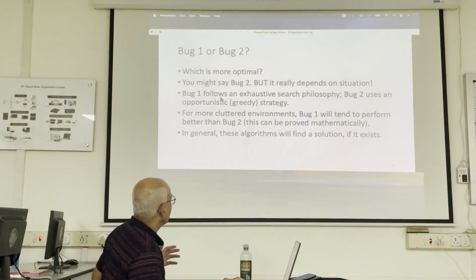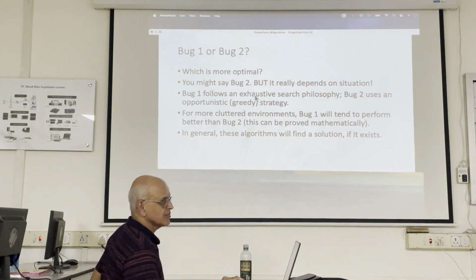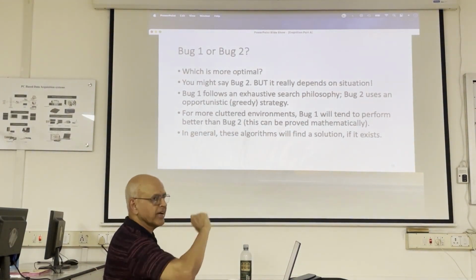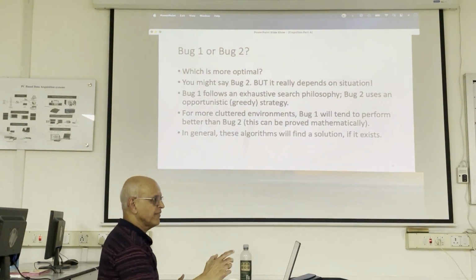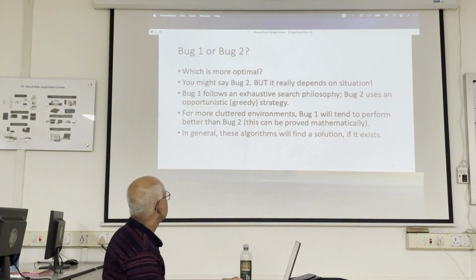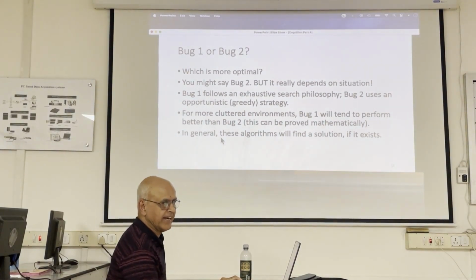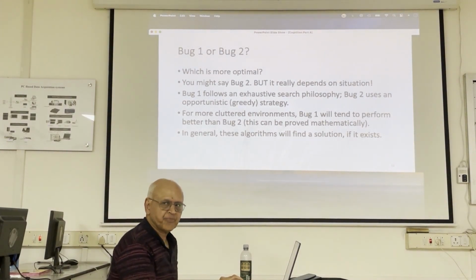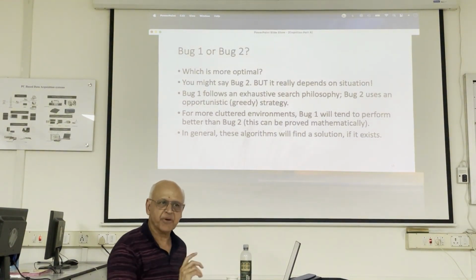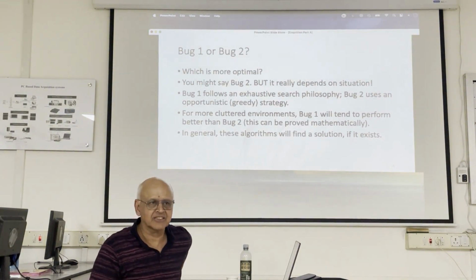Bug 1 follows what computer scientists call an exhaustive search philosophy. It's going to try going around the island, thinking that it might find a shorter leave point. Bug 2 uses an opportunistic, these are all computer science words, also known as greedy strategy. And they can prove it, computer scientists, that for more cluttered environments, bug 1 will tend to perform better than bug 2. And also that if there's a solution, these algorithms will find it. If there's a solution, the algorithms not finding it is a problem when you implement robot navigation strategies.